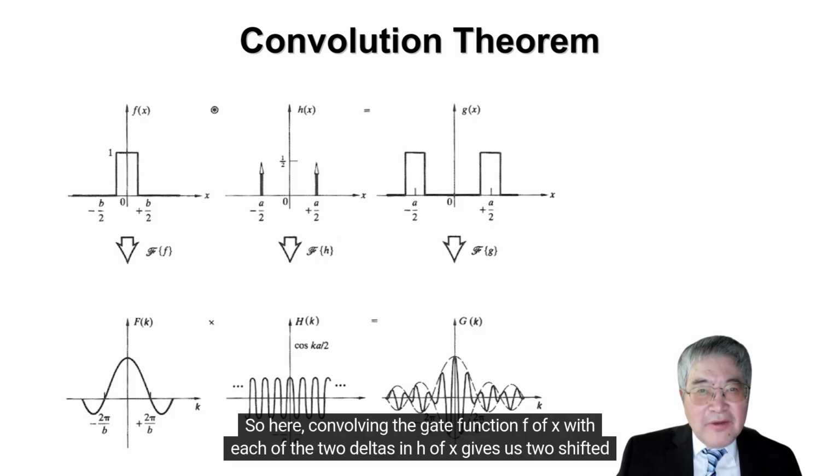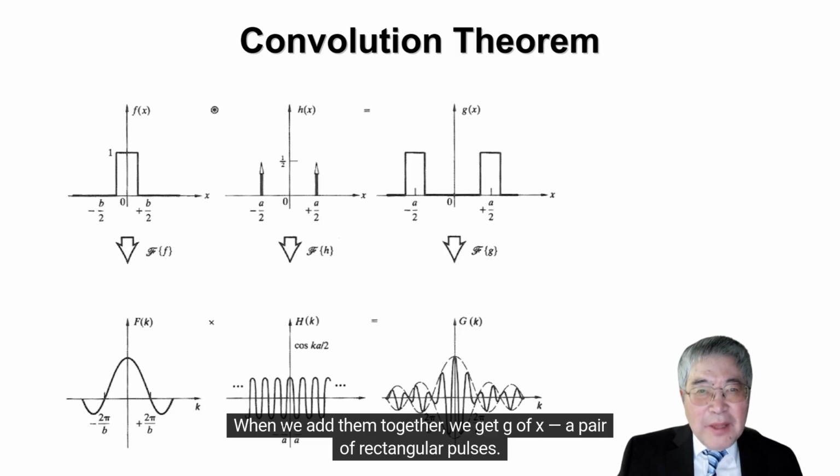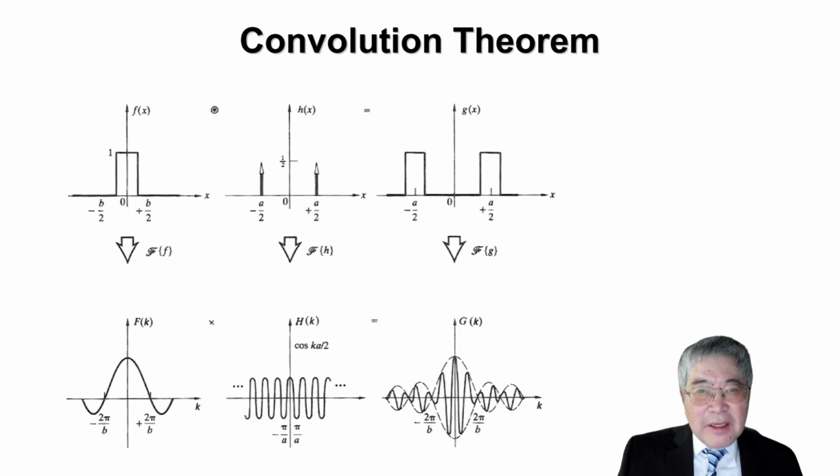Now remember, when you convolve a function with a delta, the result is simply a shifted version of that function. So here, convolving the gate function f of x with each of the 2 deltas in h of x gives us 2 shifted gate functions, one shifted left and one shifted right. When we add them together, we get g of x, a pair of rectangular pulses.